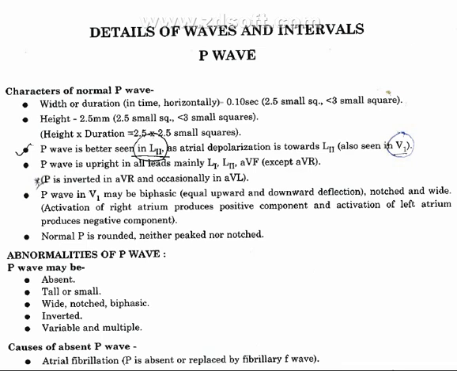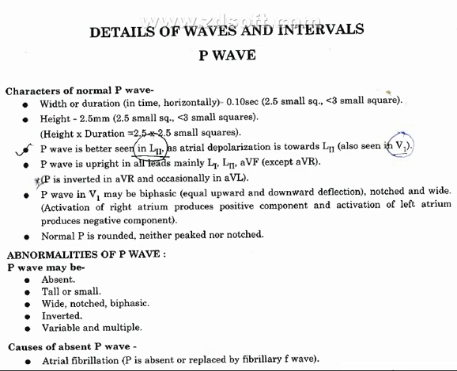The P wave in V1 may be biphasic, with equal upward and downward deflection, notched and wide. Activation of the right atrium produces the positive component and activation of the left atrium produces the negative component. Normal P is rounded, neither peaked nor notched.